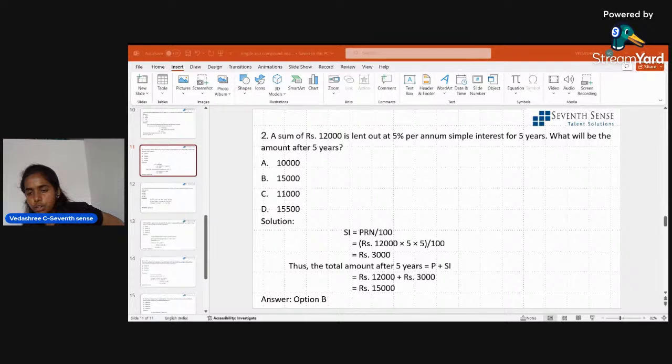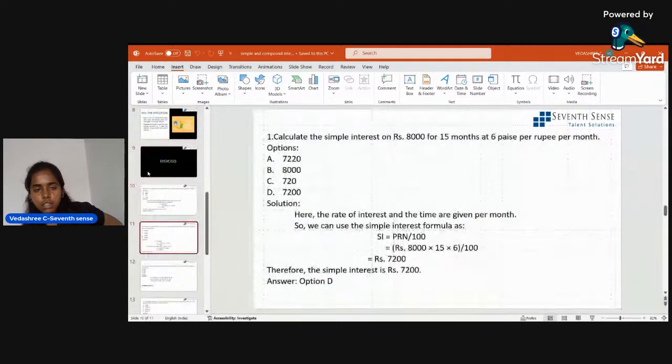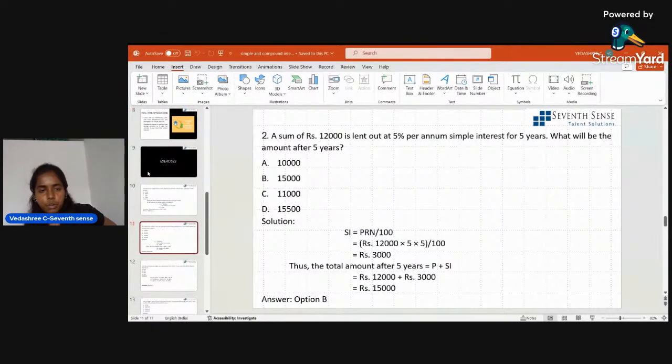Explain once more. Which problem? So the second problem based on simple interest I need to explain, or which problem?